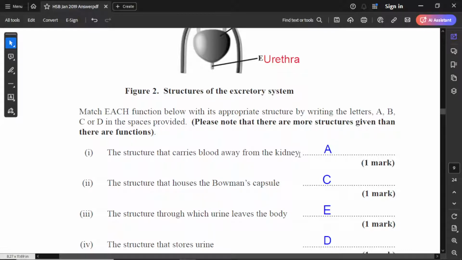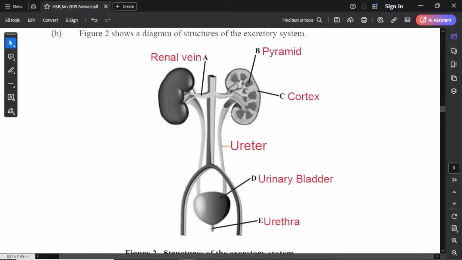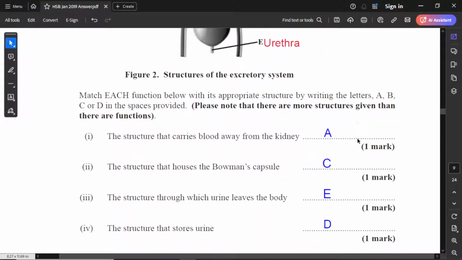And this is my clue. It's a carry blood away from the kidney. And so it has to be A. That's the only blood vessel that is labeled. And so we know that if it's carrying blood away from the kidney, it must be a renal vein. And that's the only clue I have to say renal vein. Otherwise, you have to use arrows.